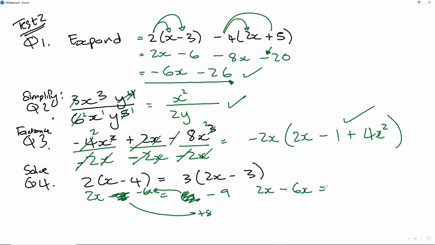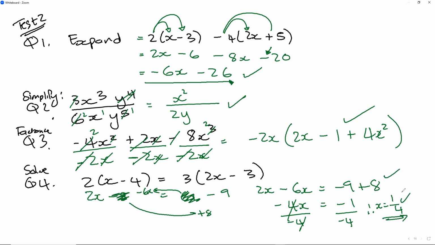2x minus 6x equals negative 9 plus 8. 2x minus 6x is negative 4x, and negative 9 plus 8 is negative 1. If I divide both sides by negative 4, x will equal a quarter. So x equals a quarter, which is possible if you can get fractions in school. Okay.